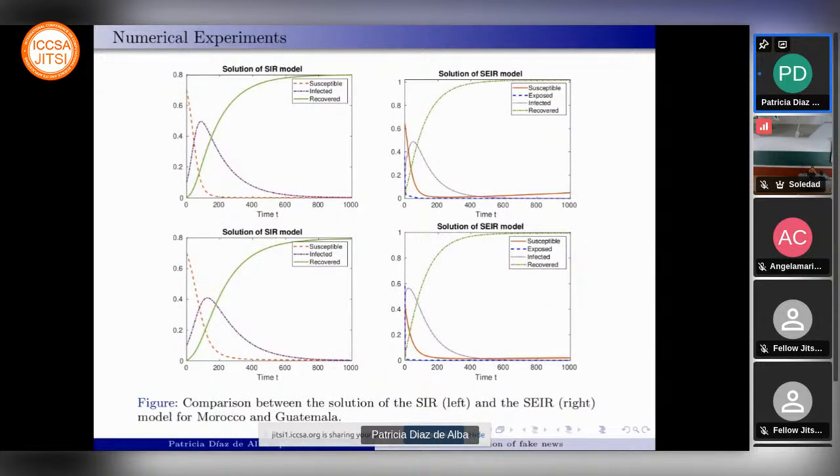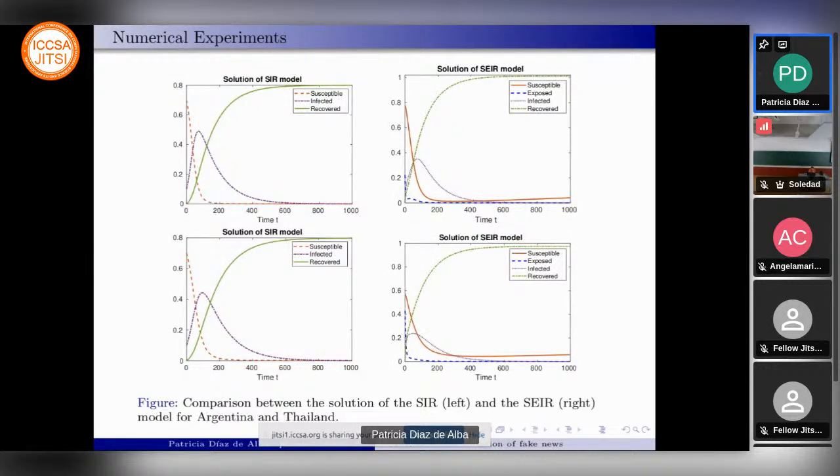Here we have a comparison between the behavior of the subpopulations for the SIR model studied in the paper that I mentioned before. So in the top row, we have the comparison between the populations for the SEIR and the SIR model for Morocco, and in the bottom, we have the results for Guatemala. And we can see that the behavior in general of the subpopulations is similar, but for the infected populations, the number of infected people is smaller. Here we can see it better.